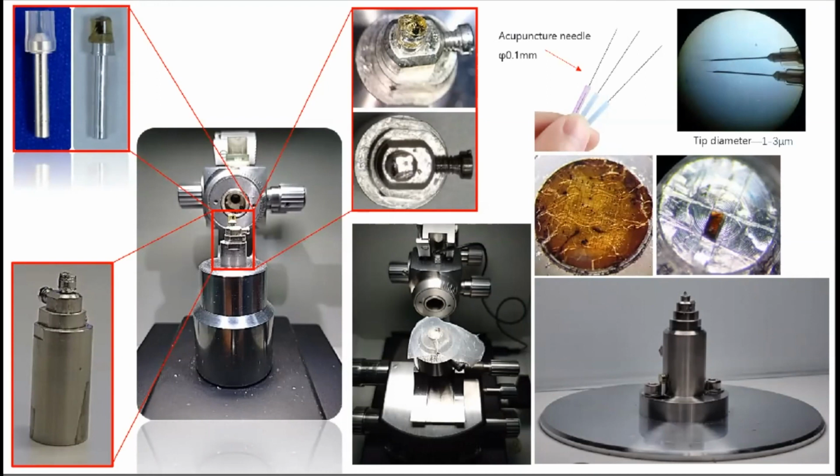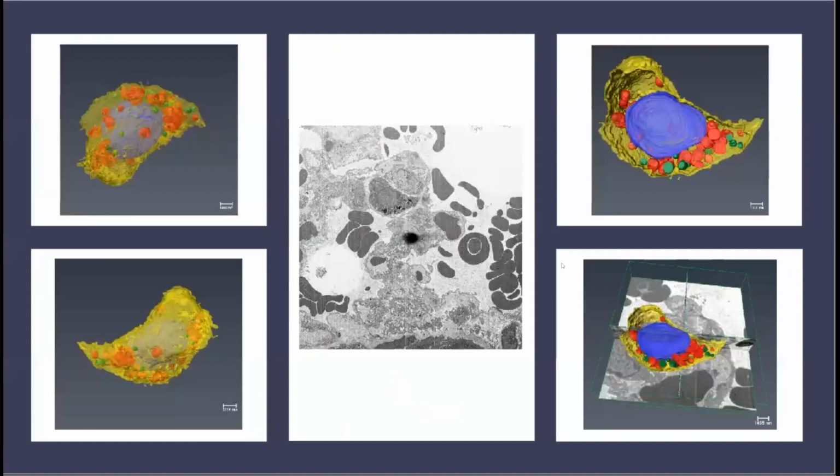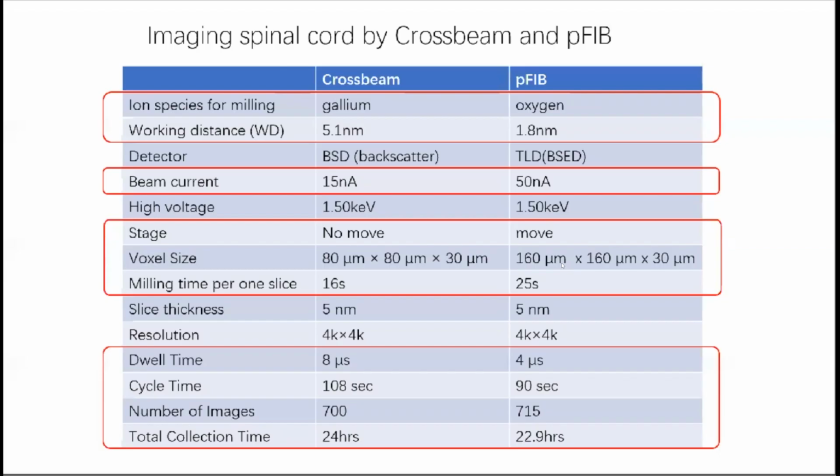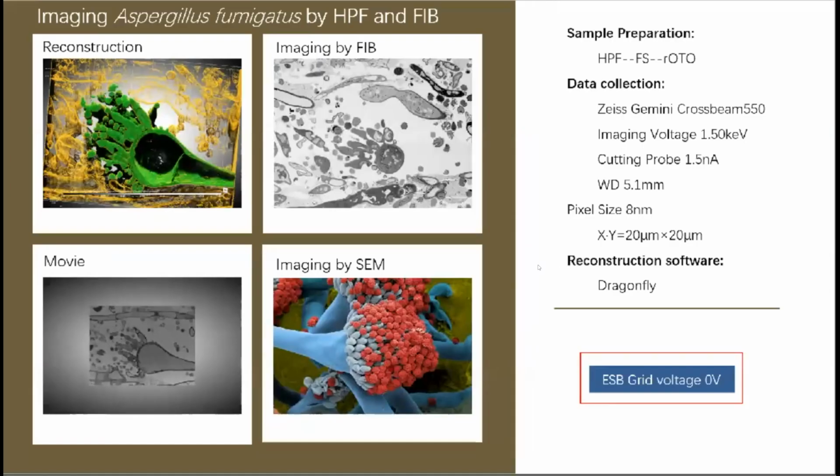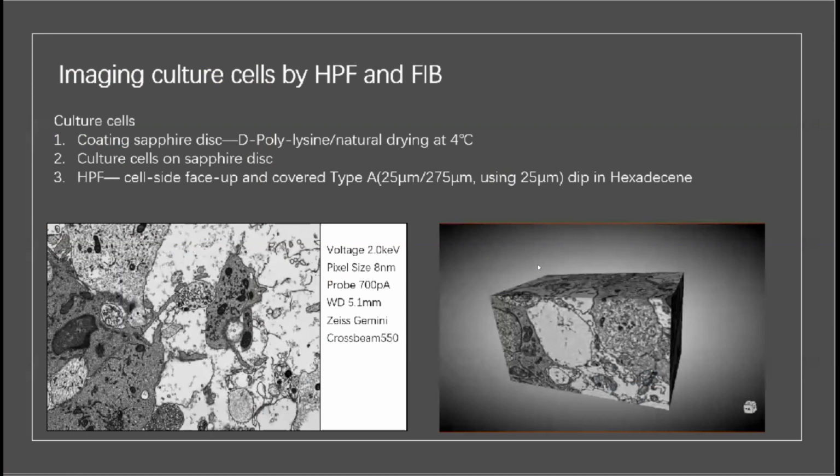Yes, the image is really nice, Lei. One question is when you do the cell culture on the sapphire disc, you said you use polylysine to coat the sapphire disc and leave it at 4 degrees, let it dry. But I just want to know why you use 4 degrees, because in general, when we do the polylysine coating, we always put either 37 degrees or room temperature. What's the advantage of putting into 4 degrees?